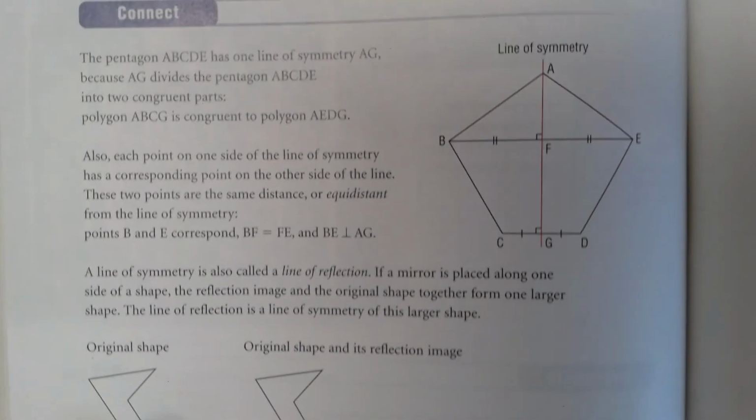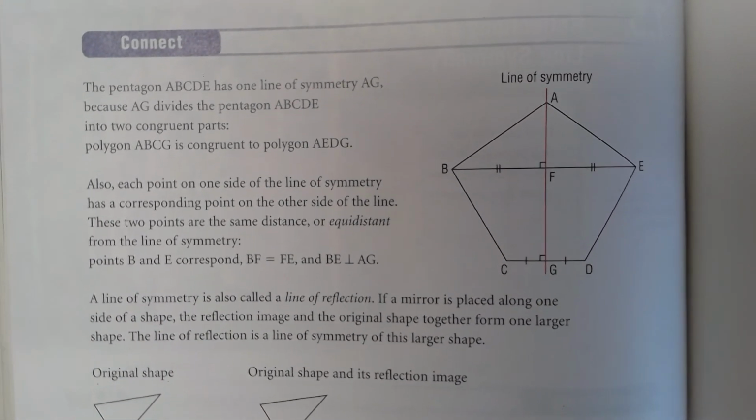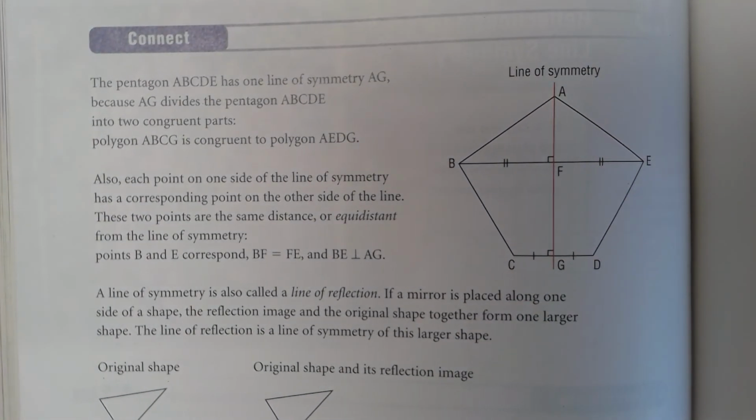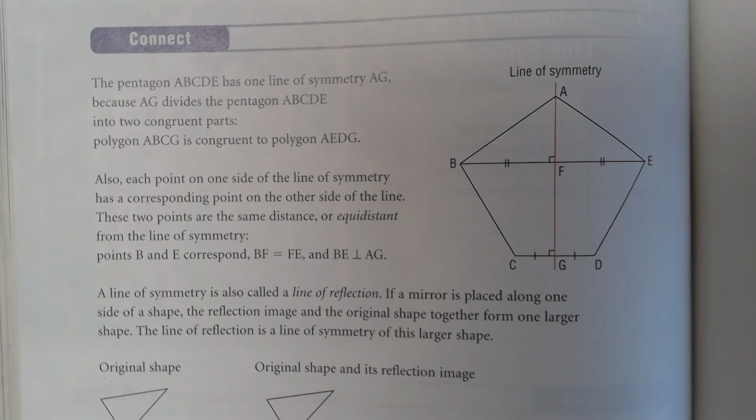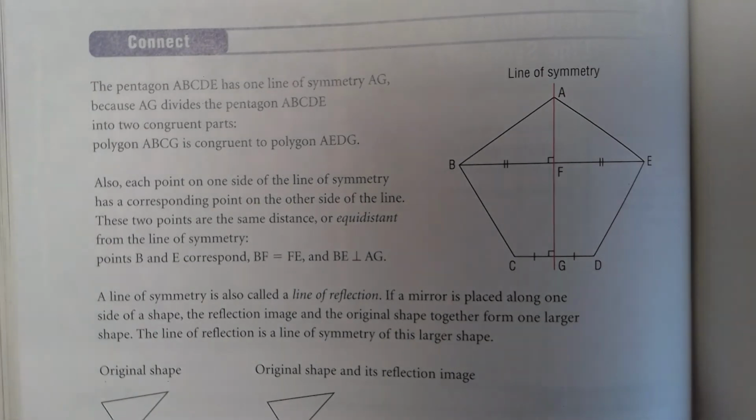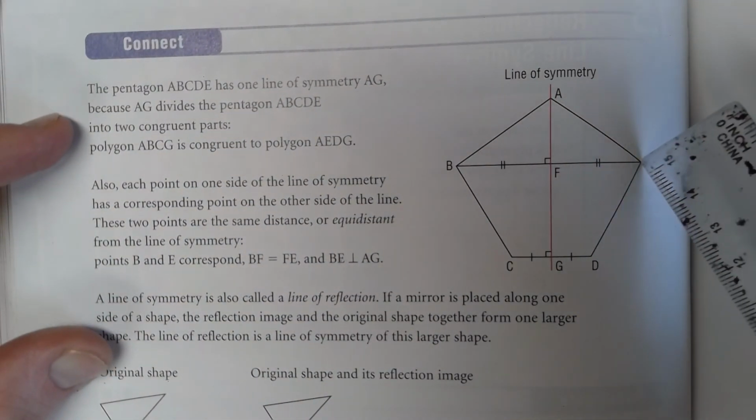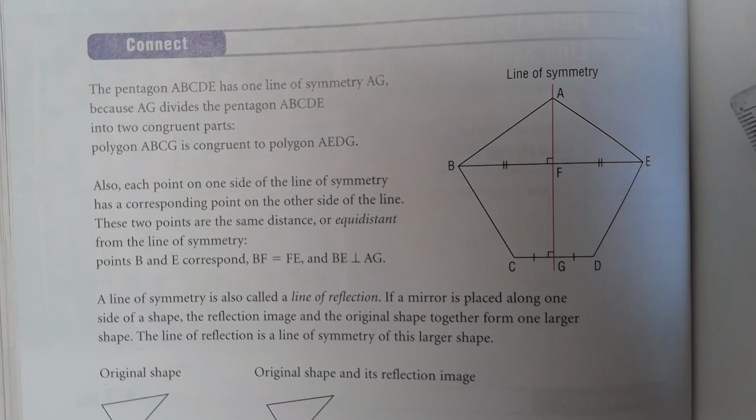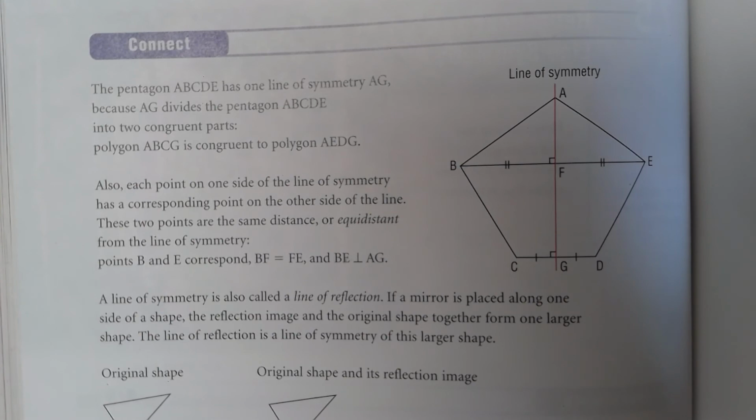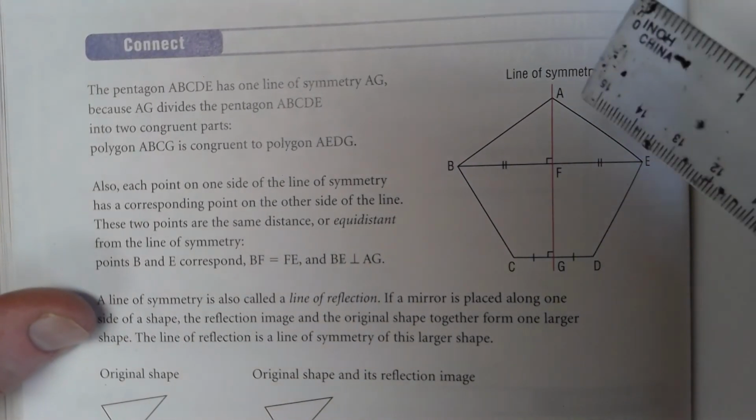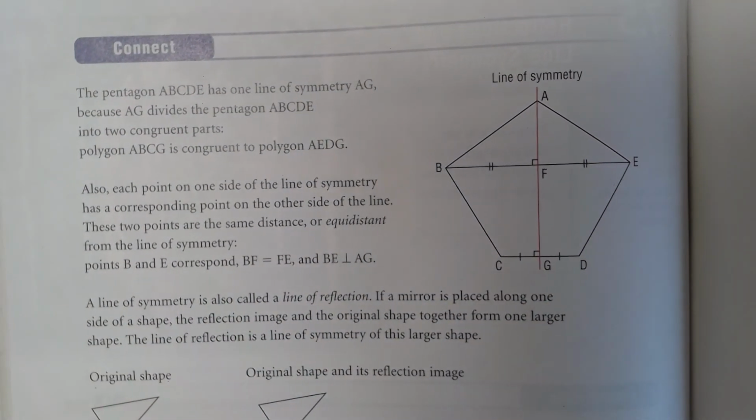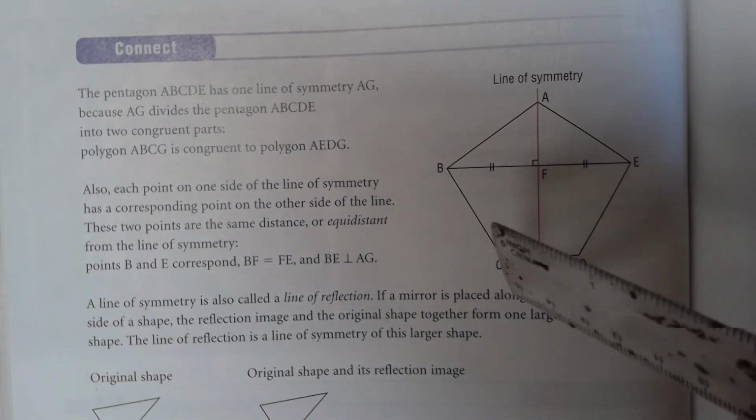There we go. Felt like the camera was freezing, but it seems to be back in business now. Let's look at some of the information here on page 354. The pentagon ABCDE has 1 line of symmetry, one you can see right here, because AG divides the pentagon ABCDE into 2 congruent parts, and nowhere else on this shape can you do that. Polygon ABCG, which is here, is congruent, of course, to polygon AEDG.